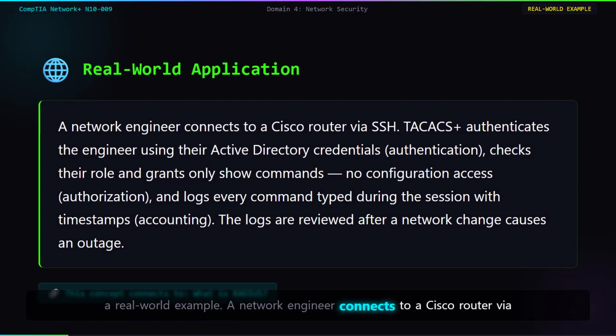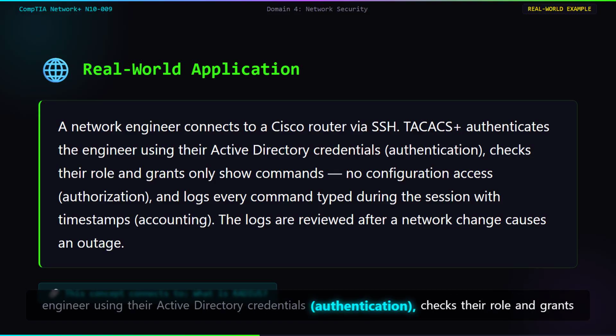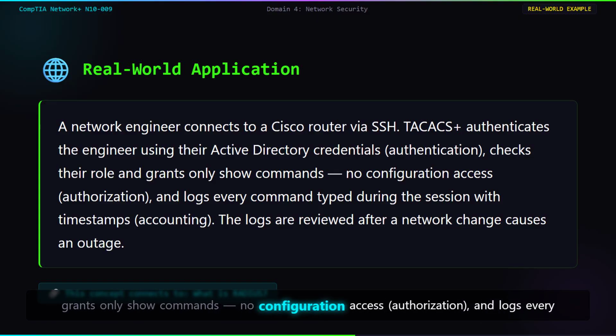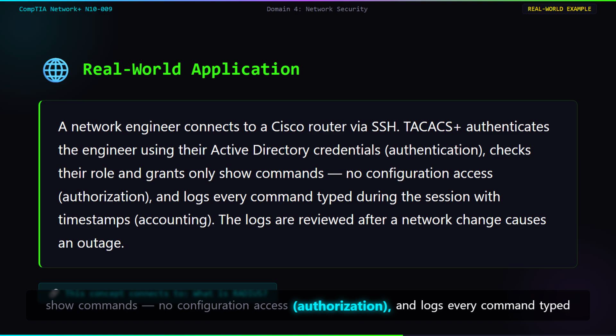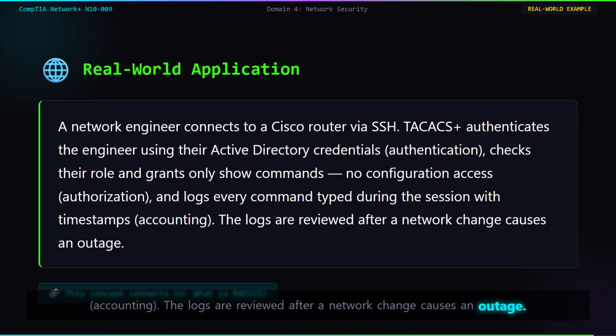Here's a real-world example. A network engineer connects to a Cisco router via SSH. TACACS+ authenticates the engineer using their Active Directory credentials (authentication), checks their role, and grants only show commands, no configuration access (authorization), and logs every command typed during the session with timestamps (accounting). The logs are reviewed after a network change causes an outage.